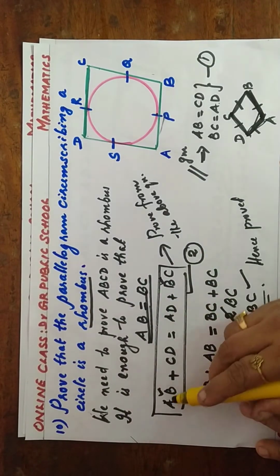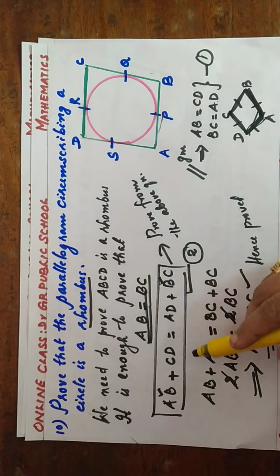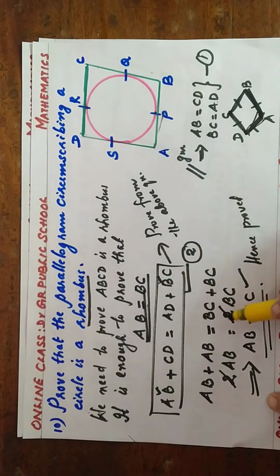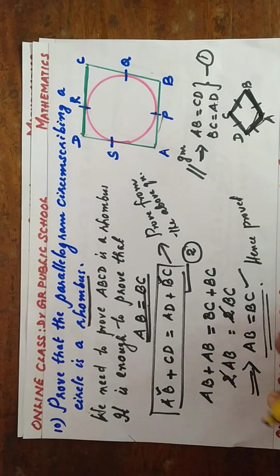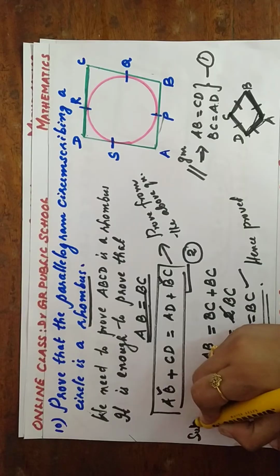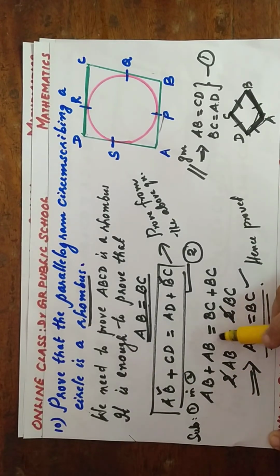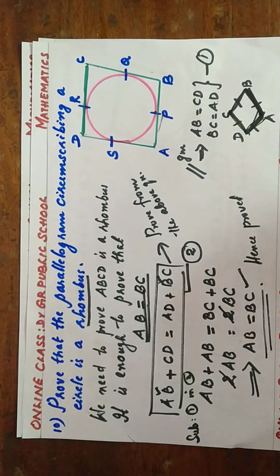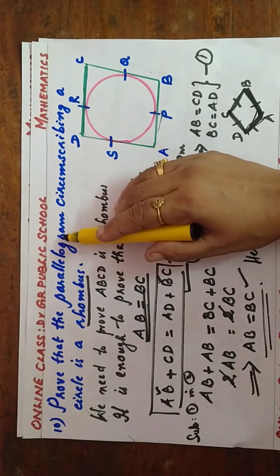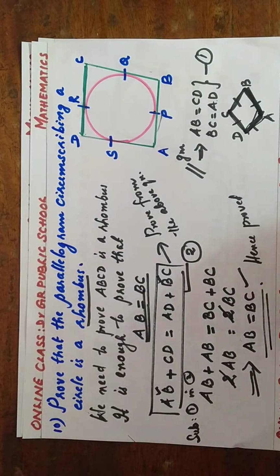After proving this result, you want AB equal to BC. Keep AB and BC on both sides and replace CD and AD from equation 1. So, substituting 1 in 2, you get AB plus AB equals BC plus BC, that is 2AB equals 2BC, which implies AB equals BC. Thus you can prove that a parallelogram circumscribing a circle is a rhombus.